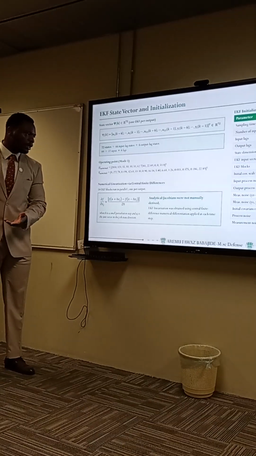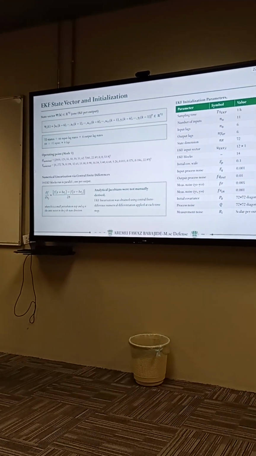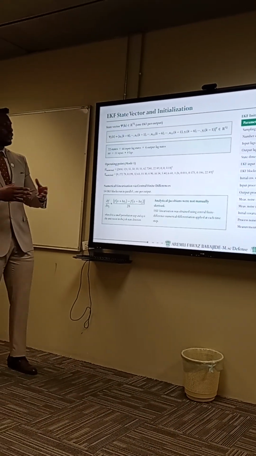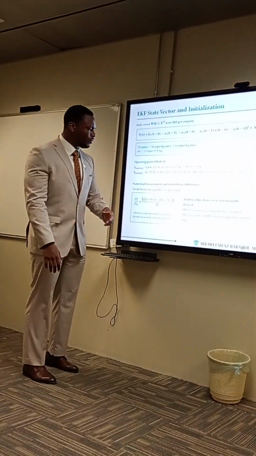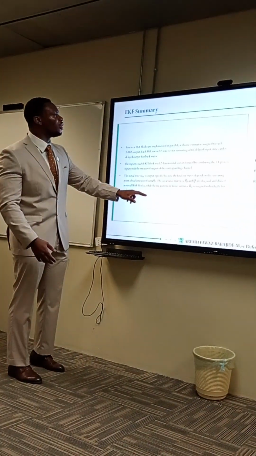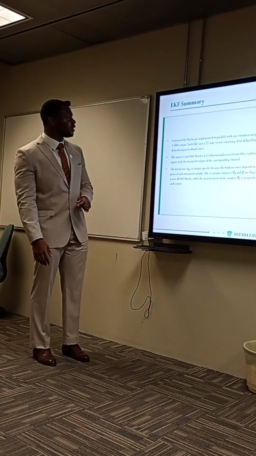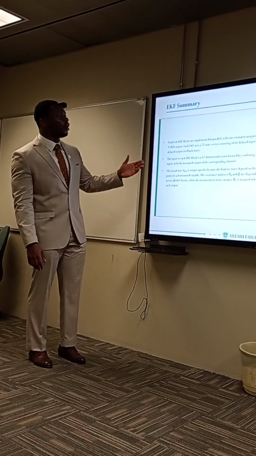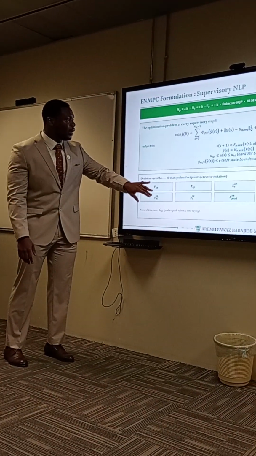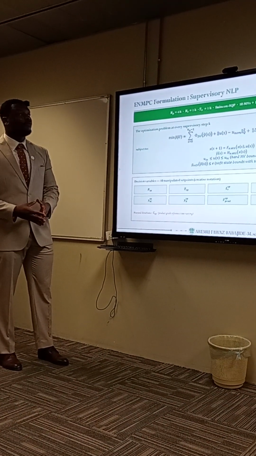And we're not using analytical Jacobian, basically, just the central finite difference. And that alone was enough to carry out our prediction. And we'll see the results as we proceed down the slide. 14 EKF blocks. This is just a summary of the EKF. And yeah, the next is the EMPC formulation.